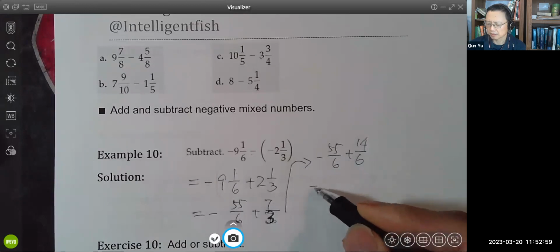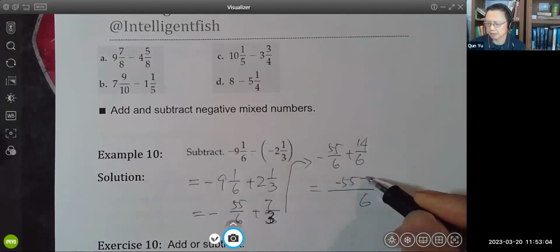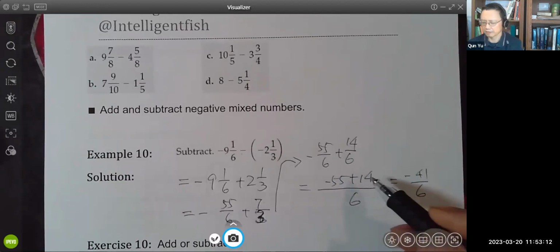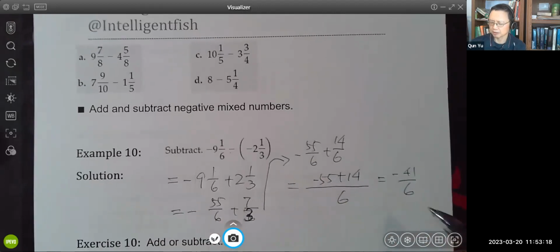Now, since they have the same denominator, we can add them together. Negative 55 plus 14, and that is negative 41. Just take 14 away from 55 and get the leftover from 55, which is 41, negative 41.